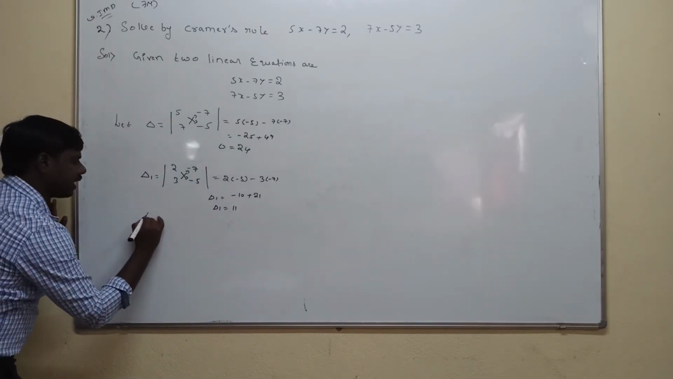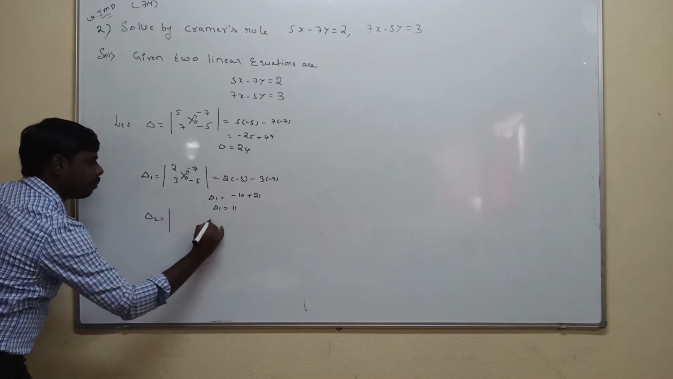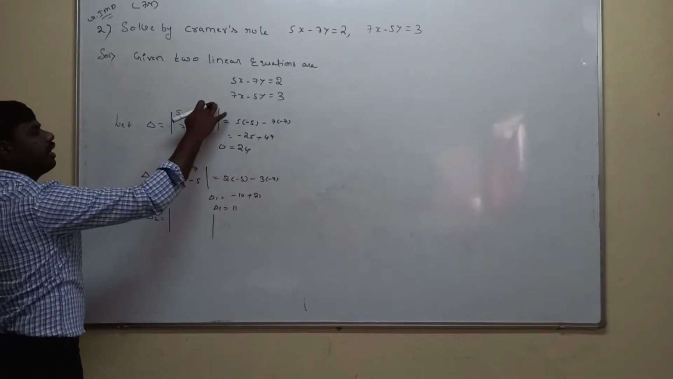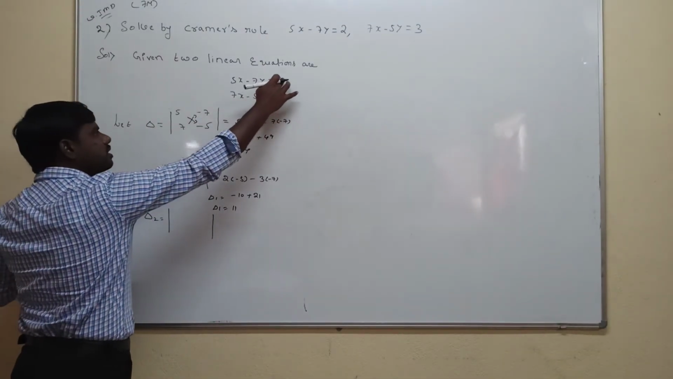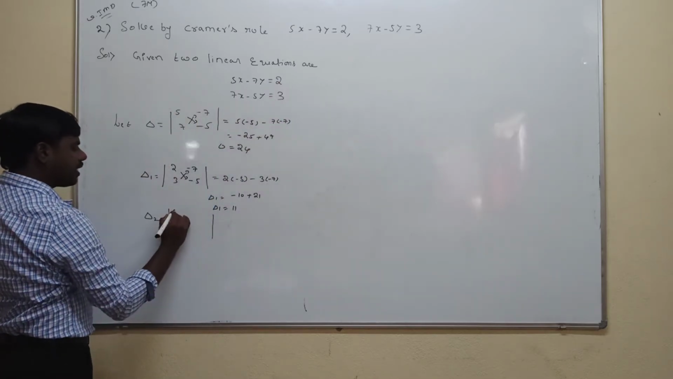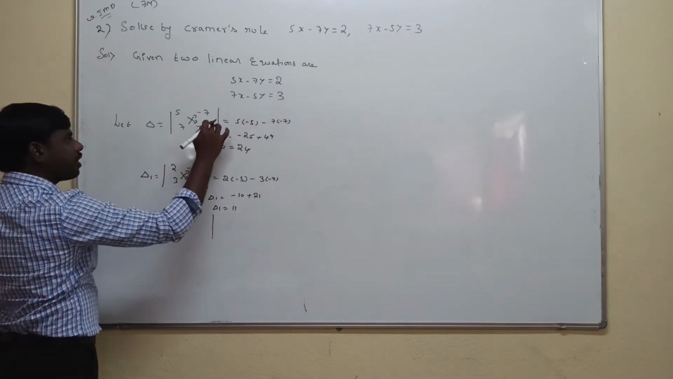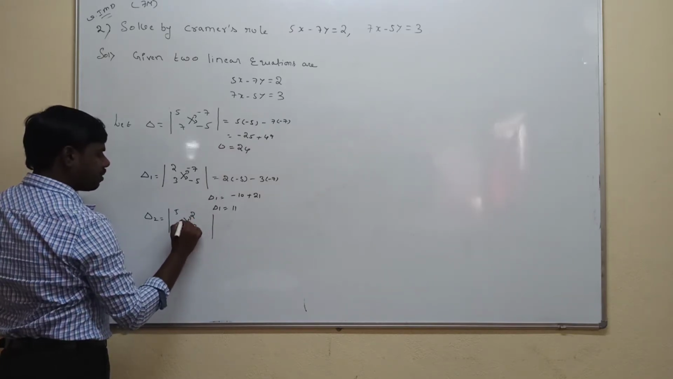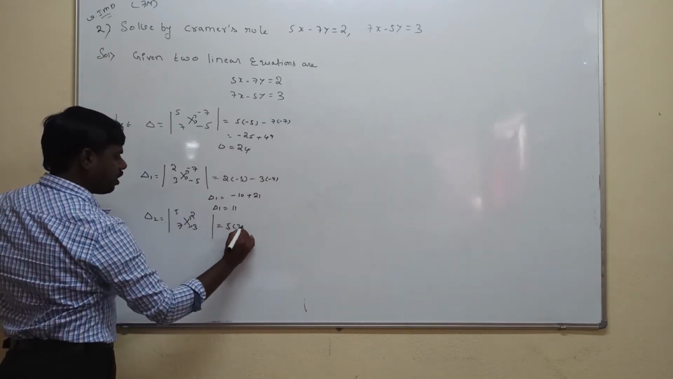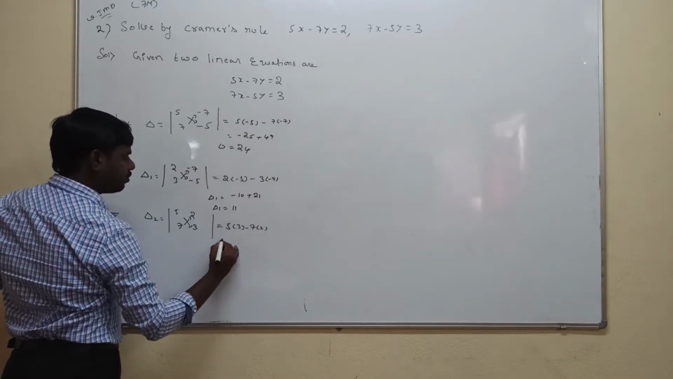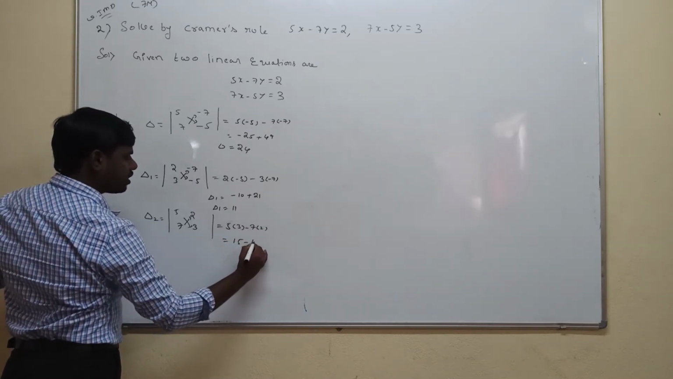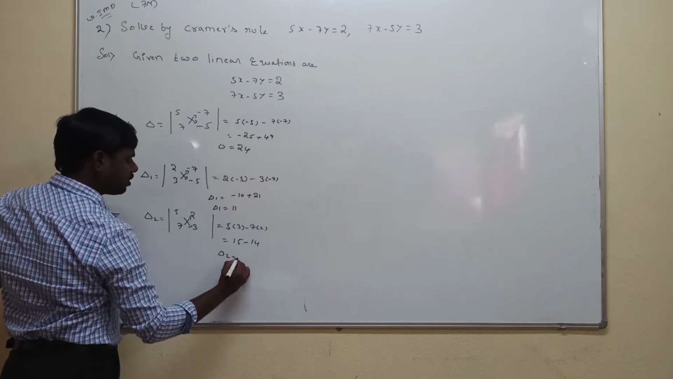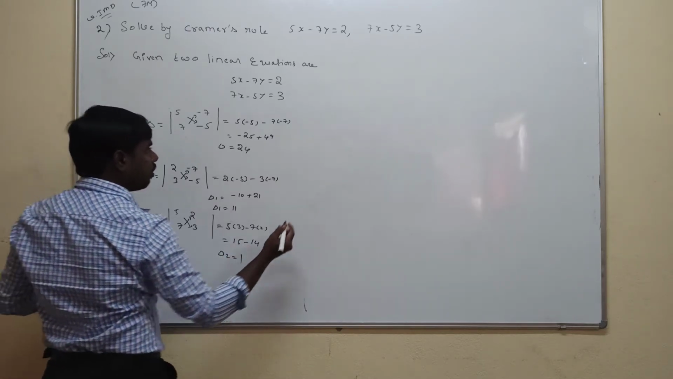Next we are taking delta 2. From delta, second column replaced by C1 C2 values, which are 2 3. First column is written as it is. Second column replaced by 2 3. Now we are applying cross multiplication method. 5 into 3 minus 7 into 2. 5 3s are 15 minus 7 2s are 14. So delta 2 value is 15 minus 14, which is 1.